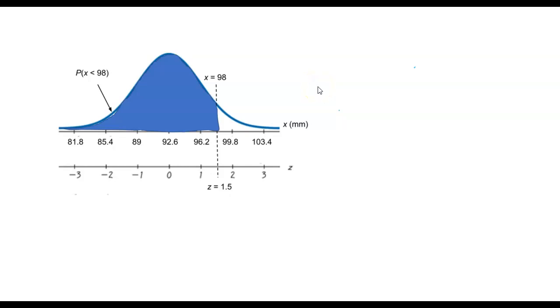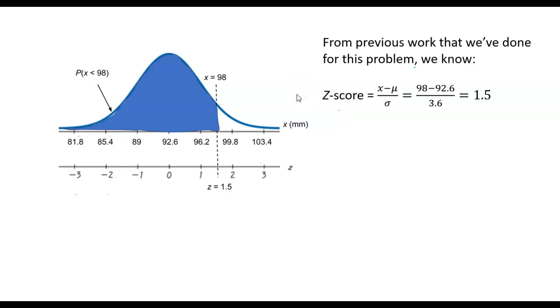So notice that I've reproduced the sketch that the narrator was just going through for the possums, only I have scaled it and added the z-axis in the way that you are expected to do if you were to do this problem. And I've also gone ahead and reproduced the work that the narrator had done in finding the z-score.